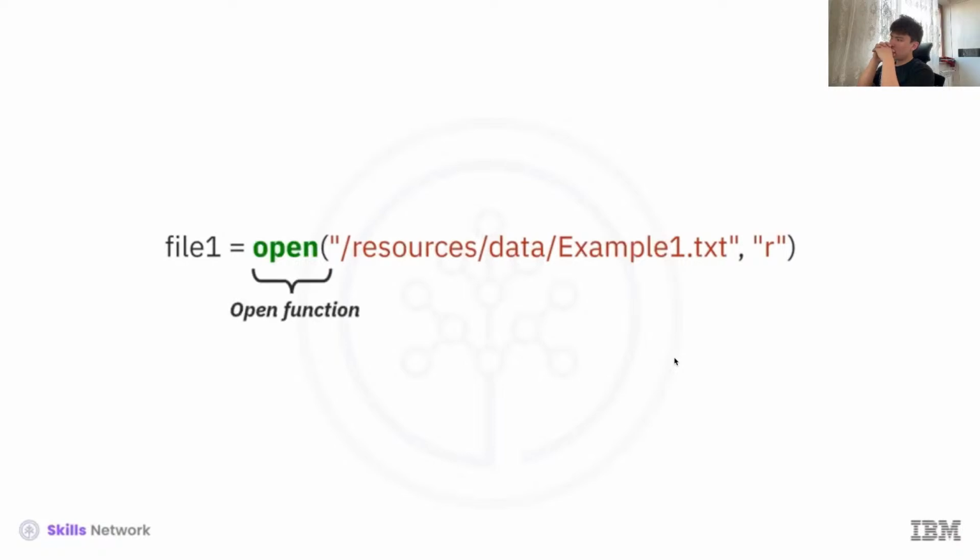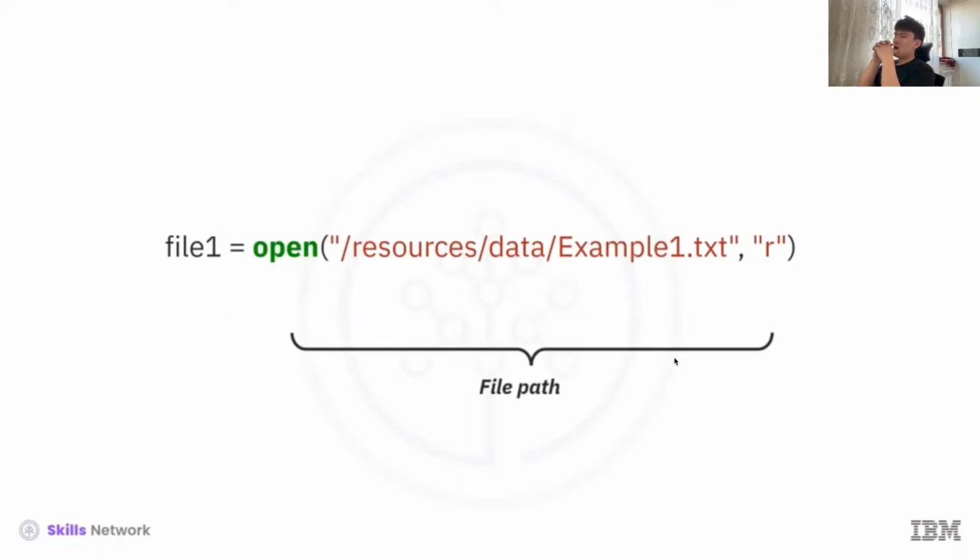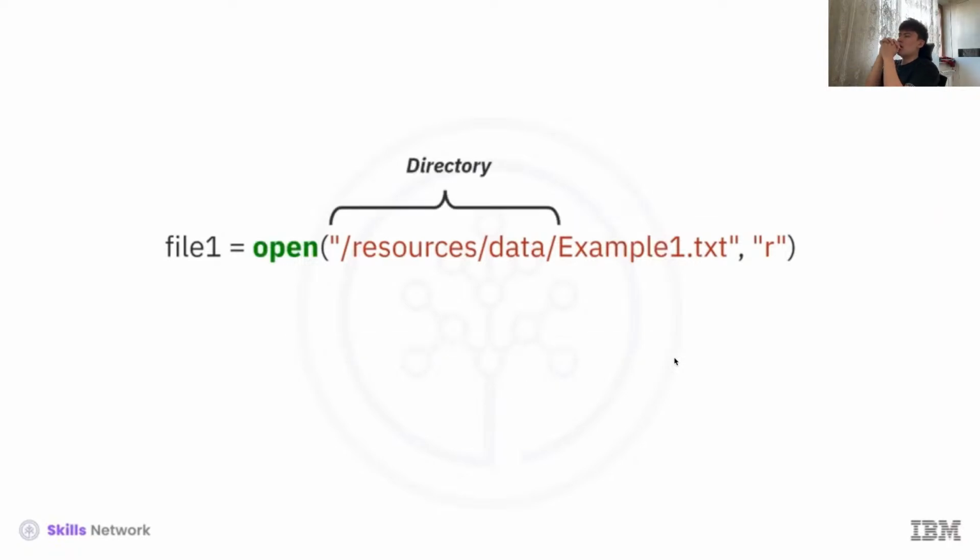We use the open function. The first argument is the file path. This is made up of the file name and the file directory. The second parameter is the mode. Common values used include R for reading, W for writing, and A for appending. We will use R for reading. Finally, we have the file object.